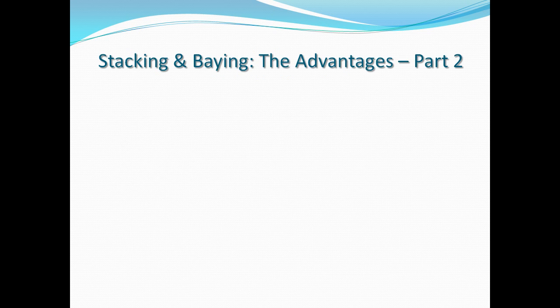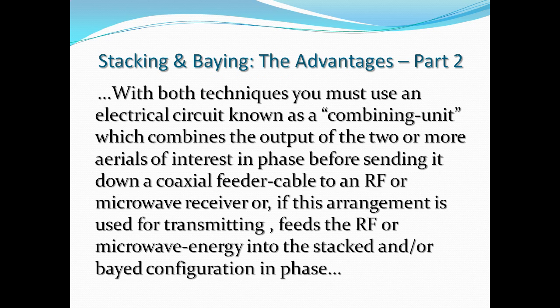Stacking and baying, the advantages, Part 2. With both techniques, you must use an electrical circuit known as a combining unit, which combines the output of two or more aerials of interest in phase before sending it down a coaxial feeder cable to an RF or microwave receiver, or, if this arrangement is used for transmitting, feeds the radio frequency or microwave energy into the stacked and/or bayed configuration in phase.